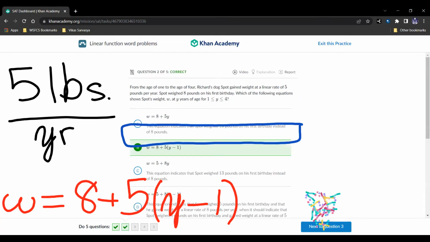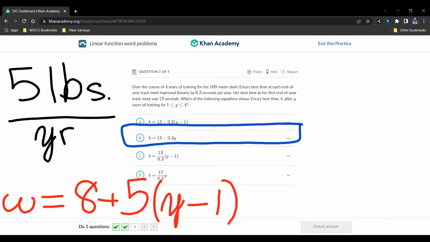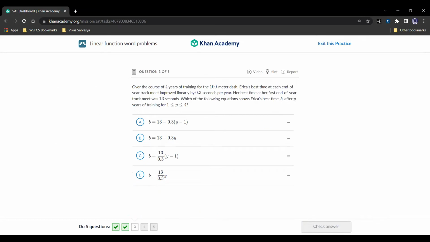Let's move on. All right, question number 3. Over the course of 4 years of training for the 100-meter dash, Erica's best time at the end-of-year track meet improved linearly by 0.3 seconds per year. Her best time at her first end-of-year track meet was 13 seconds. Which of the following equations shows Erica's best time after y years of training for 1 less than or equal to y less than or equal to 4?